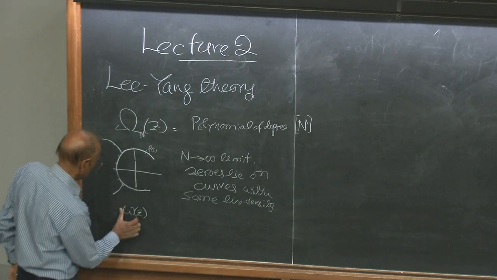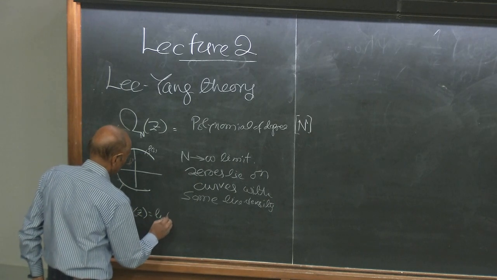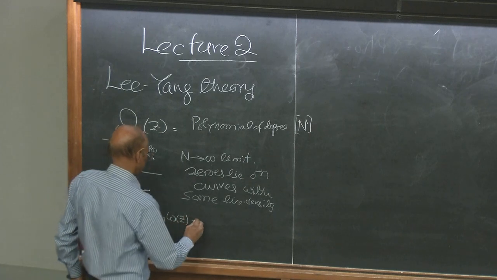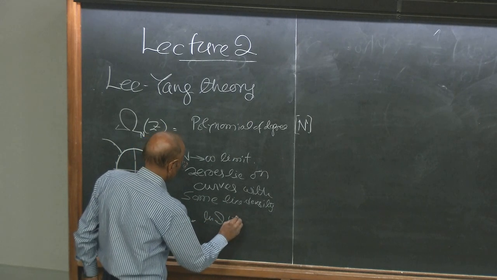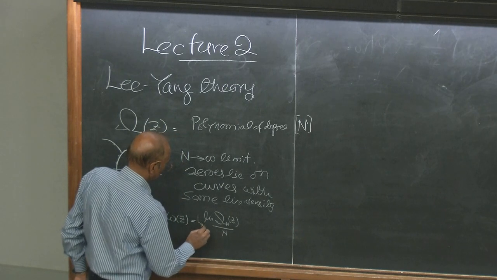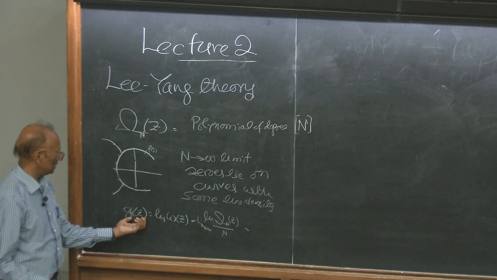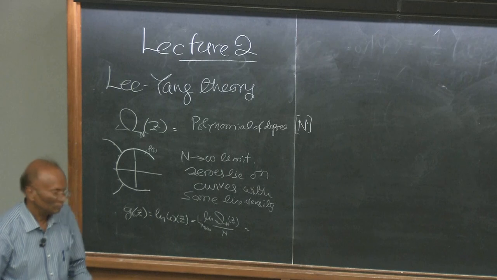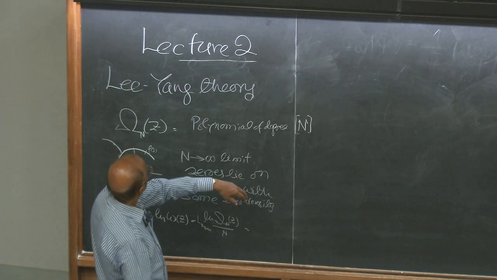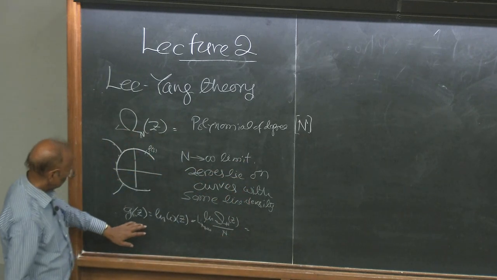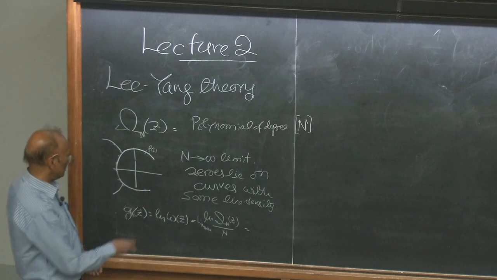actually, I should call something else. G of z is equal to log omega of z, which is equal to the limit n goes to infinity of log omega n of z divided by n, is the free energy per unit volume, because we divide it by volume. I call the volume n, no? Okay, so n is, let us say, the number of sites. So this will be the free energy per site. So let's just be more careful.